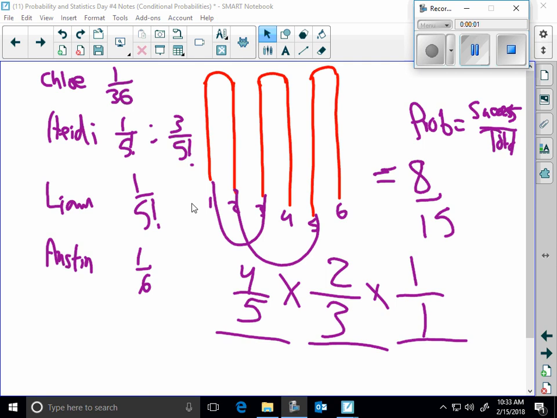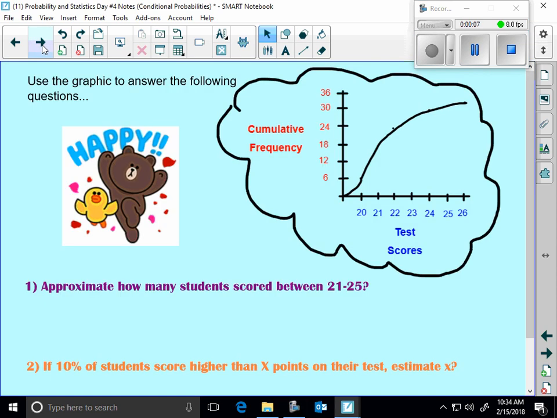To talk about conditional probability. This is day 4. We're going to do a pretty brief lesson here, but I do want to go backwards a little bit and talk about this cumulative frequency graph. This is not actual data. I did not take this from one of our tests, but I just thought, hey, why not?